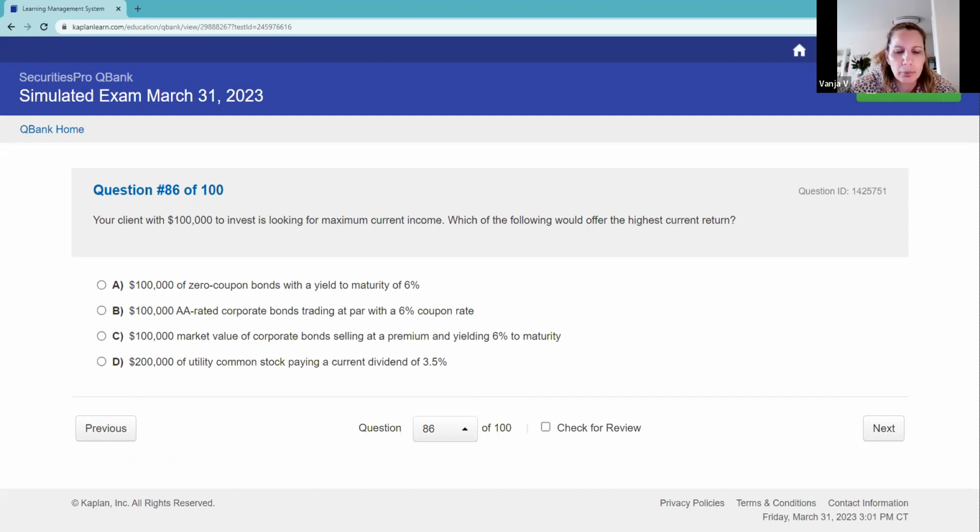Market value corporate selling at premium, so he'd have to pay more. Usually utility common stocks are... I don't want to say usually, but I'm gonna go with D. Well, this is a really bad miss for not reading the question. He doesn't have 200,000. Oh my God, that is crazy because the answer is C.